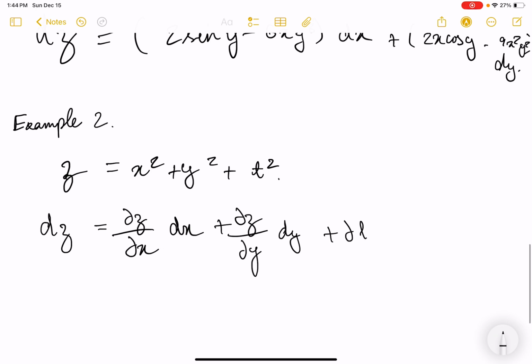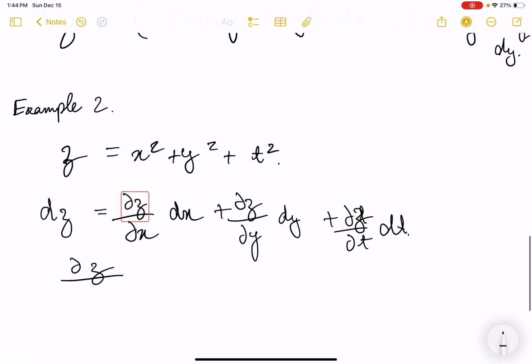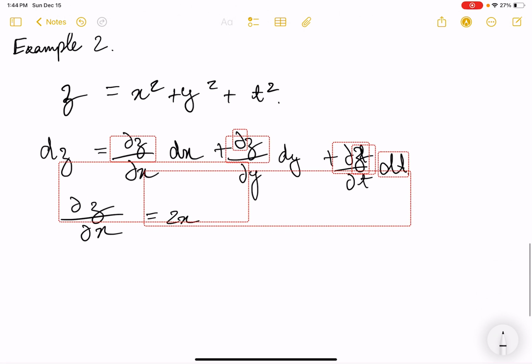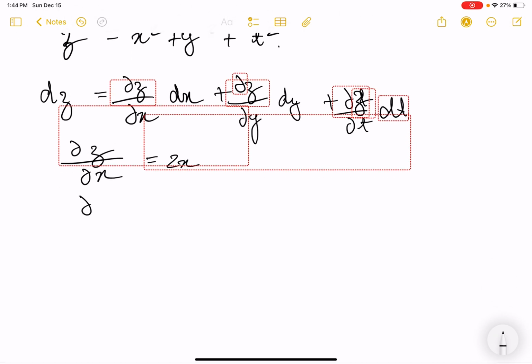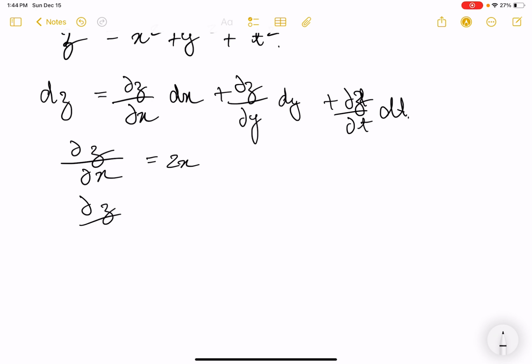partial z over partial t dt. Now let's compute all the partial derivatives. Partial z by partial x is just going to equal 2x, since both y and t are constant, they just get cancelled out. Similarly, partial z by partial y is going to equal 2y. And partial z by partial t is going to equal 2t.